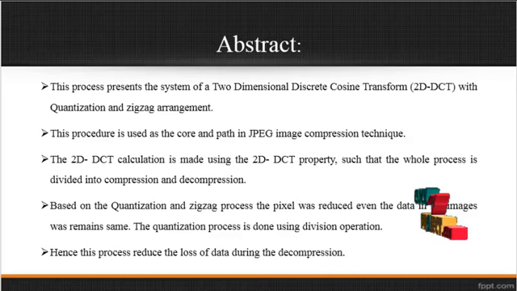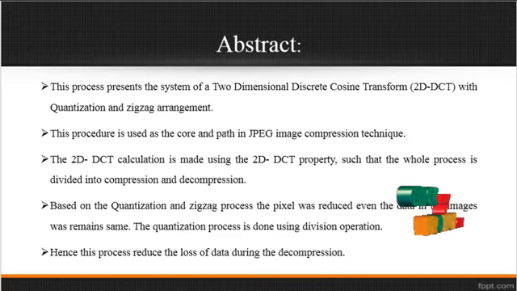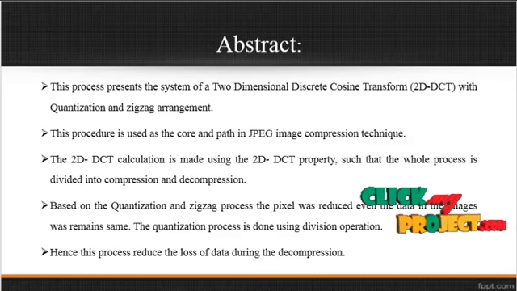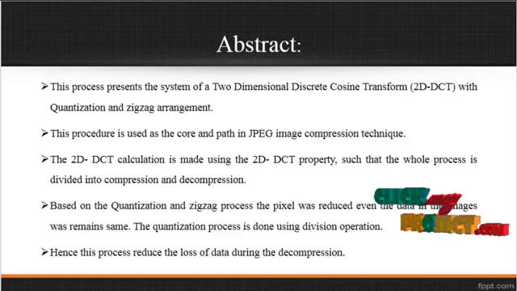Now we are going to discuss the abstract for the process. This process presents a system of a two-dimensional discrete cosine transform, that is the 2D DCT, with quantization and then the zigzag arrangement. This procedure is used as the core path in JPG image compression techniques. The 2D DCT calculation is made using the 2D DCT property, such that the whole process is divided into two basic components: compression and decompression.